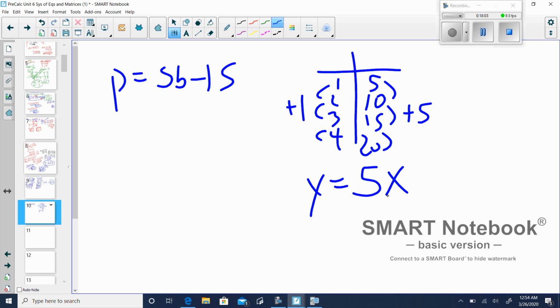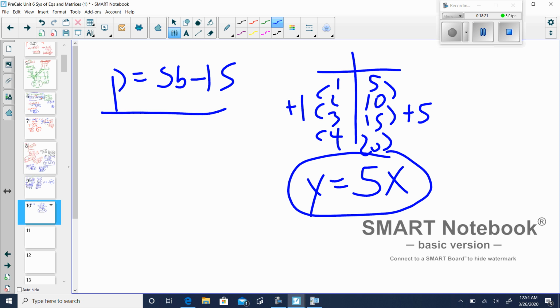So y equals 5x is the equation we can use to determine the profit for Kate, depending on how many bracelets she sells, because she makes $5 in profit off of each bracelet. That's going to be our rate of change. Our rate of change for Carol is also 5. So the rate of change is the same for both ladies.